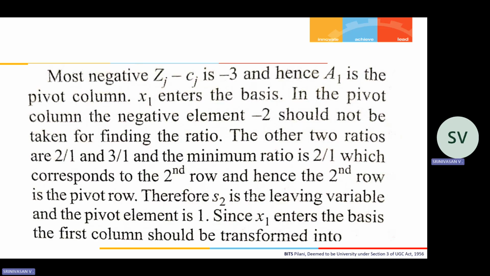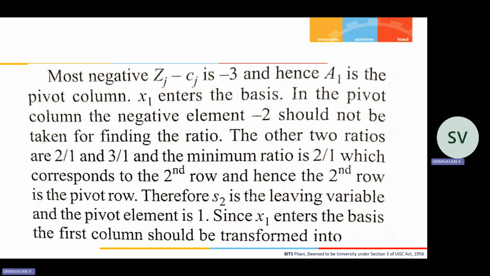x1 enters the basis. In the pivot column, the negative element minus 2 should not be taken for finding the ratio. I have explained. The other two ratios are 2 by 1 and 3 by 1, and the minimum ratio is 2 by 1, which corresponds to the second row, and hence the second row is the pivot row. Therefore, S2 is the leaving variable because x1 comes to the basis as a basic vector. Which place it comes to, whether it replaces S1 or S2 or S3, is decided by the pivot row, which we have found from the minimum ratio, isn't it?